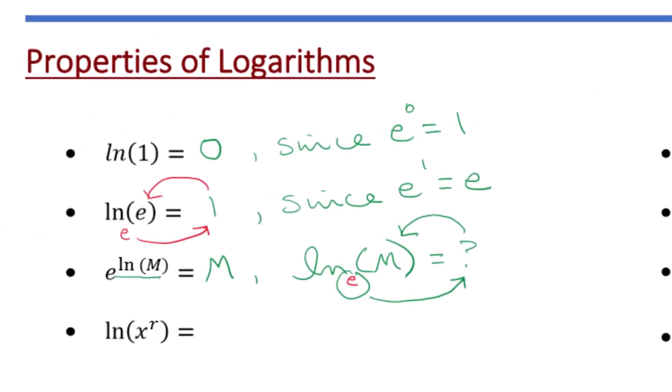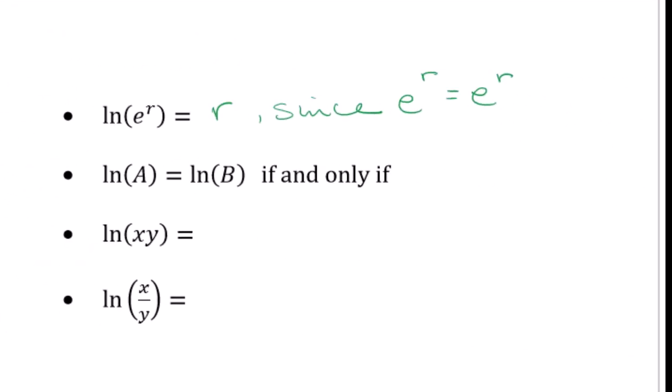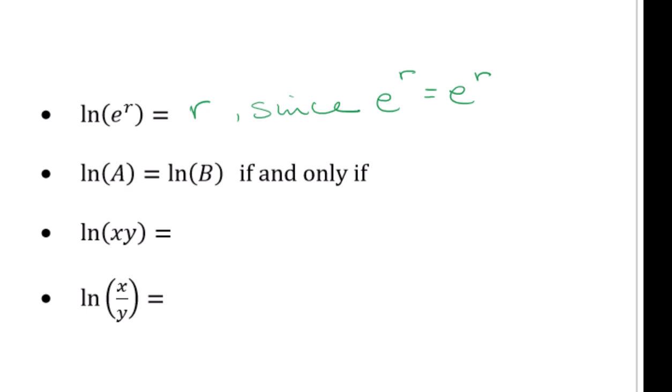Oh, I missed one. On this one, natural log of x to the r. We use this one quite often if we're trying to solve for an exponent. This we can move the r to the front and multiply it, r times the natural log of x. It's from the exponent rule. If we have an exponent to an exponent, we multiply them. Natural log of a equals the natural log of b if and only if a equals b.